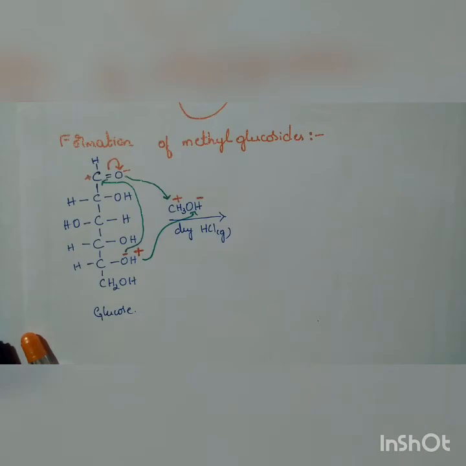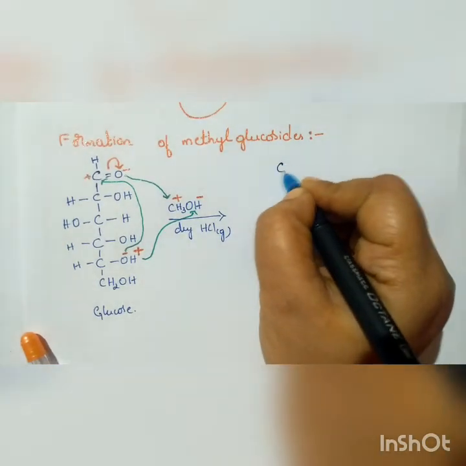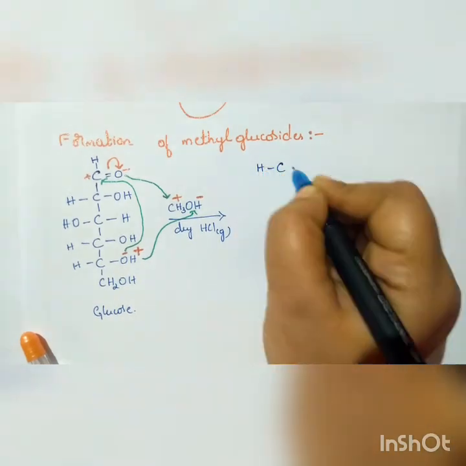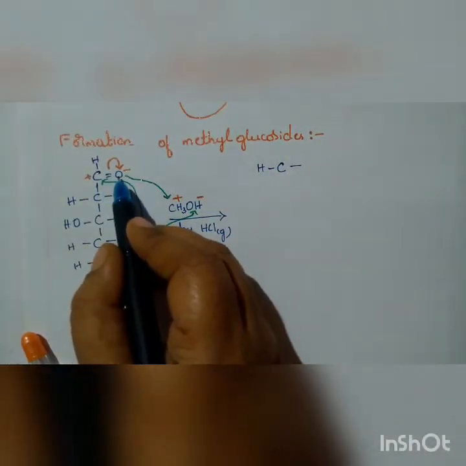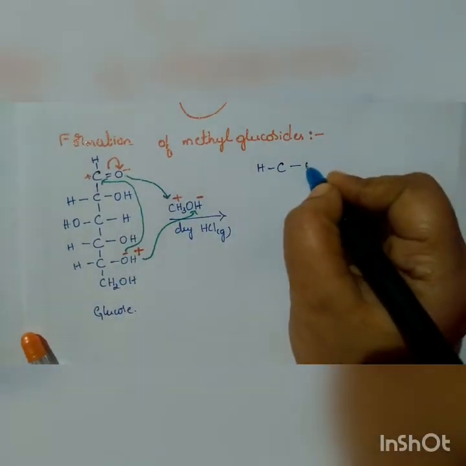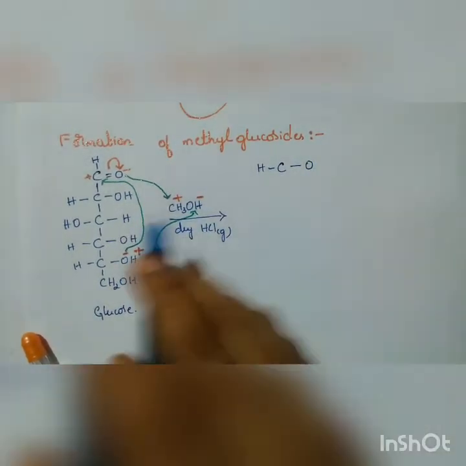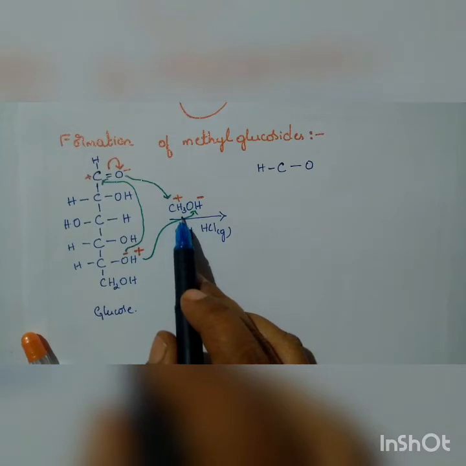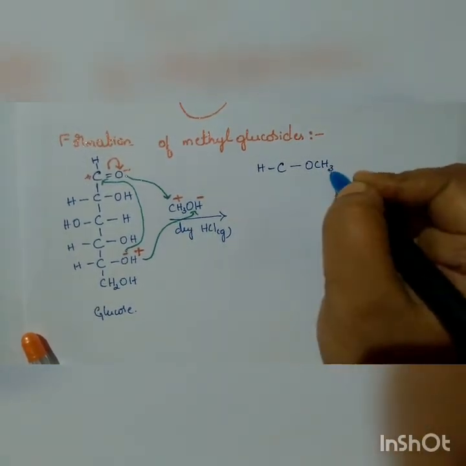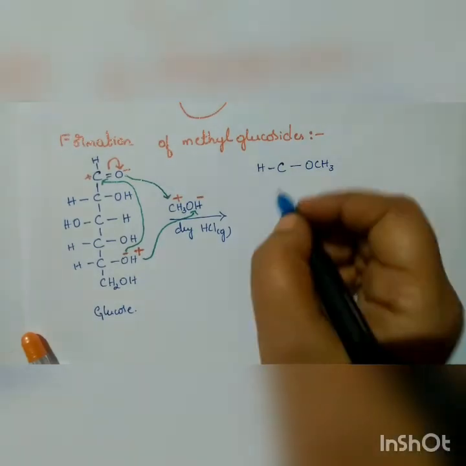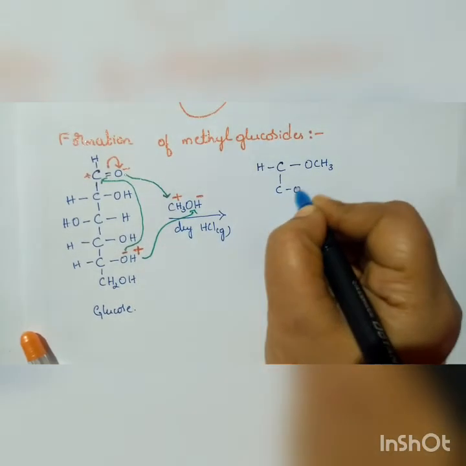Next group, next thing I will write. It is CH, a double bond. One bond is going to shift onto oxygen, because of which it forms O minus. And that O minus is combining with the CH3 plus. So we can write it as OCH3 here. Next, the remaining carbons as they are.